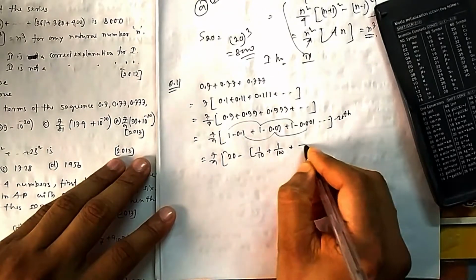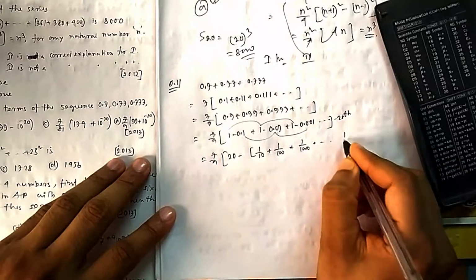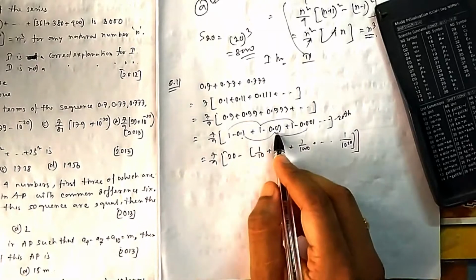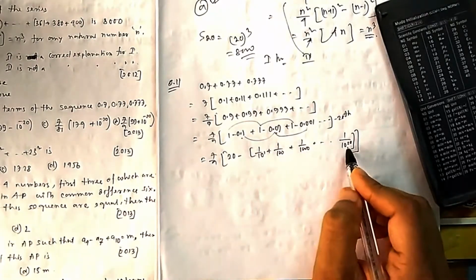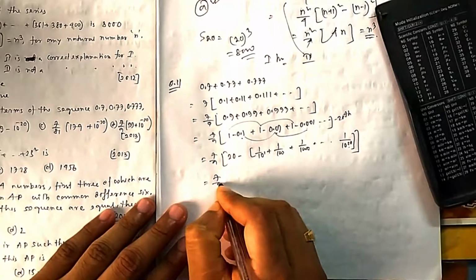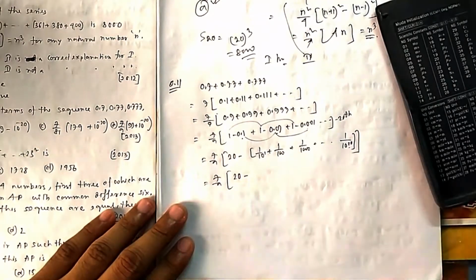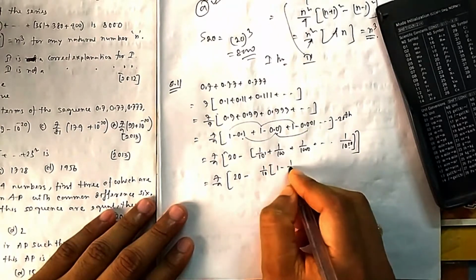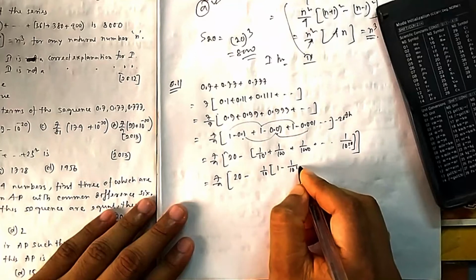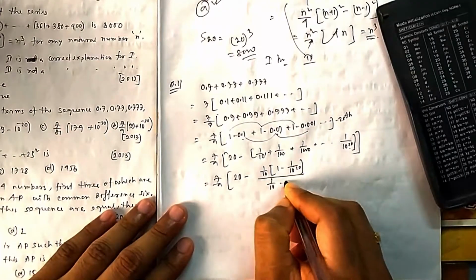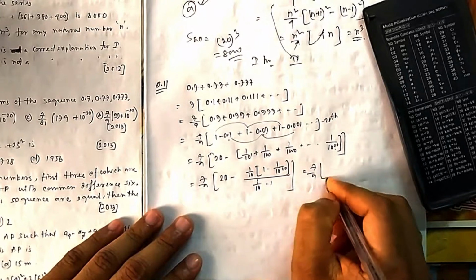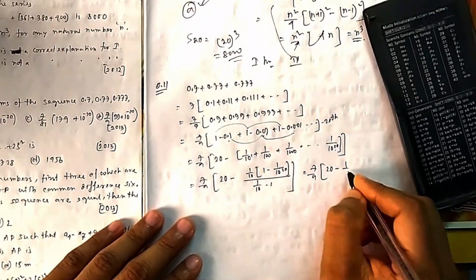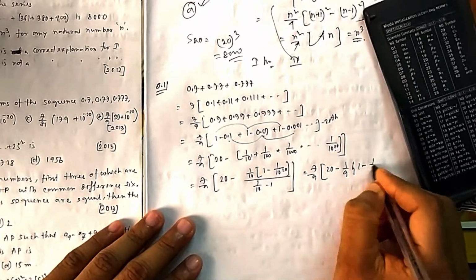So it will be 20 minus 1 by 10 plus 1 by 100, 1 by 1000, and it will go up to 1 by 10 to the power 20, because up to 20 terms you are going. First term, second term, so 10 to the power 1, 10 to the power 2, up to the 20th term, 10 to the power 20. If you apply the GP formula, you can easily find it out. It will be 1 by 10 times 1 minus 1 by 10 to the power 20 divided by 1 by 10 minus 1. So it will be 7 by 9, 20 minus 10 will get cancelled in the LCM, so it will be 1 by 9 and here it will be 1 minus 1 by 10 to the power 20.